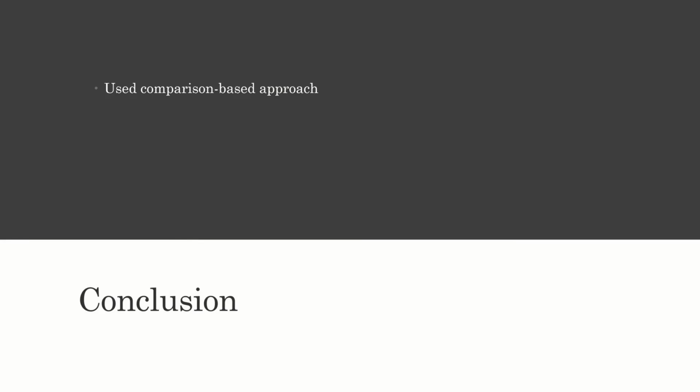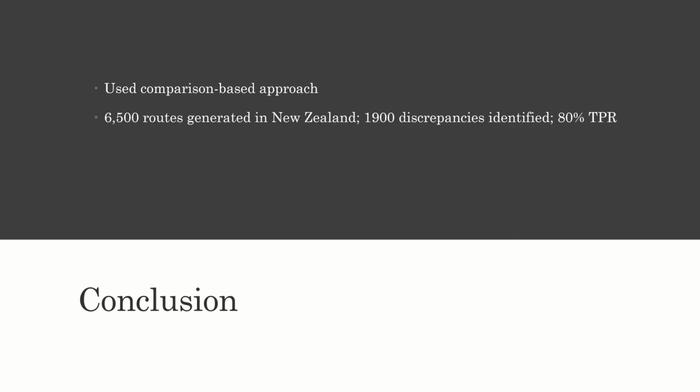To conclude, our research uses a comparison-based approach to identify discrepancies across different map providers. To test our system, we generated over 6,500 routes in New Zealand and identified 1,900 discrepancies with up to 80% true discrepancies. This indicates that our research is effective in quickly identifying discrepancies across maps providers.